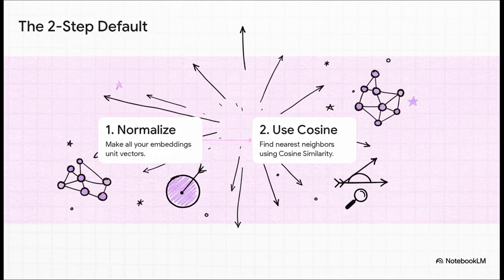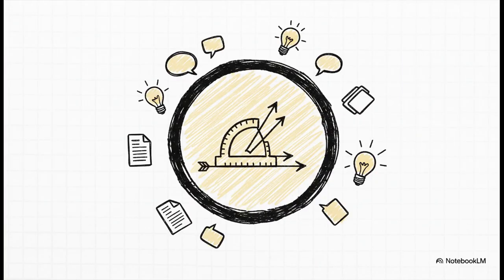Second, use cosine similarity to find the nearest neighbors. Honestly, for the vast majority of semantic search and RAG apps out there, this 2-step combo is going to be your most robust and reliable path to getting great results. So, seriously, let this be your default setting. When in doubt, just normalize and use cosine. There's a reason it's become the industry standard. It's because for tasks involving language and meaning, the direction of the vector, the concept it's pointing at, is just about always more important than how long it is.